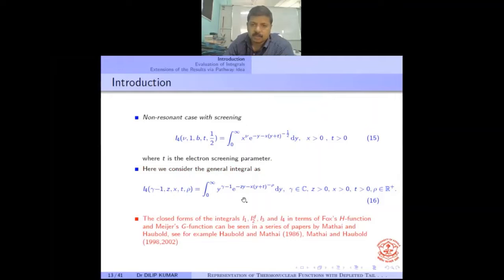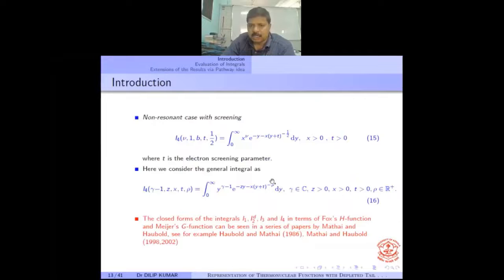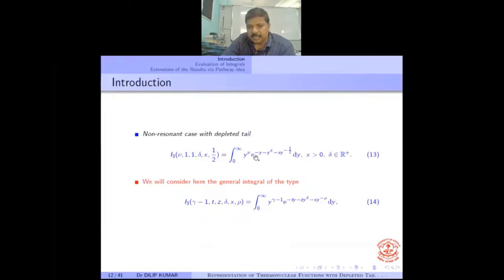Now these integrals were all solved by Professor Mathai and Haubold in their earlier papers of 1980. Starting from 1984 onwards, they had a good collaboration and had many results on this. They obtained these results in terms of the H function and special cases in the G function. So this is already there, but what we are going to do is that instead of taking the summation, we are going to solve this without taking any summation.